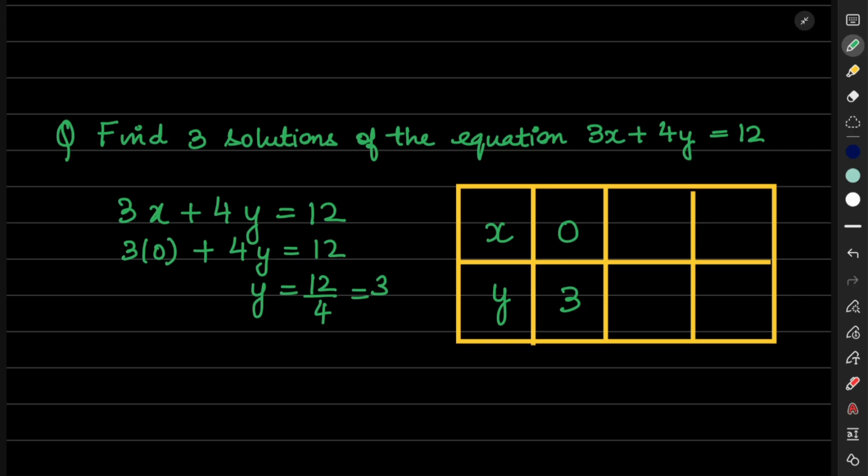You can plug in. Now let us put y as 0. So 3x plus 4 into 0 equal to 12. Now if y is 0, 3x equal to 12 and x is equal to 12 by 3, which is 4. This is the next solution.